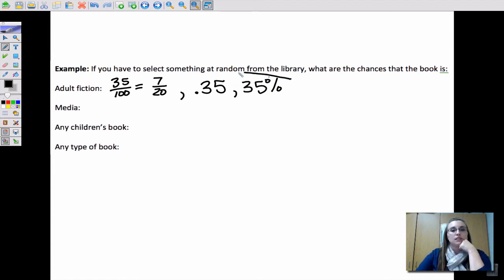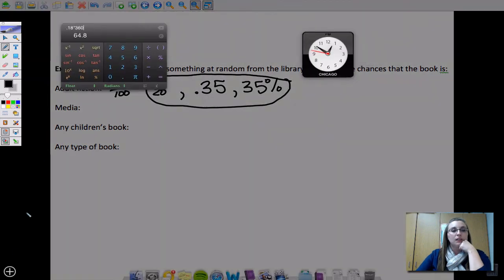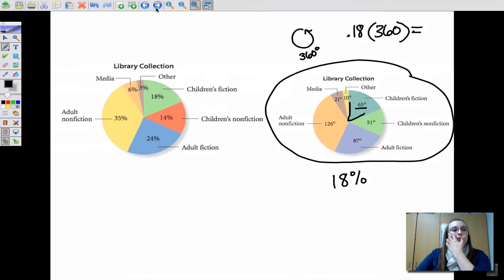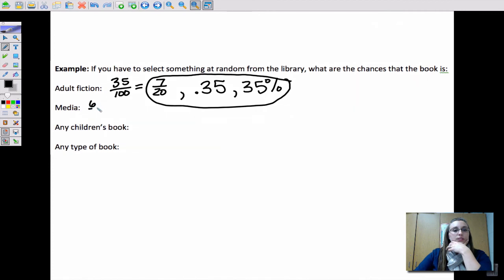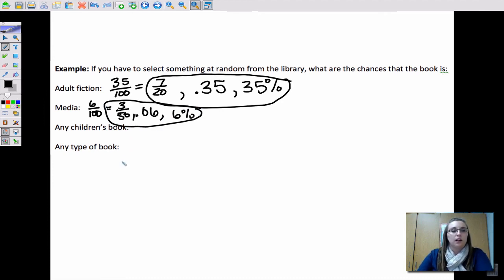So this is the chance that you will select adult fiction: 7 out of 20 or 35% chance of selecting adult fiction if you select something at random. Media, we would just go back to our percent, 6%, so that would be 6 out of 100, which reduces to 3 out of 50, or 0.06, or 6%, okay? And so on and so forth for each one, okay?